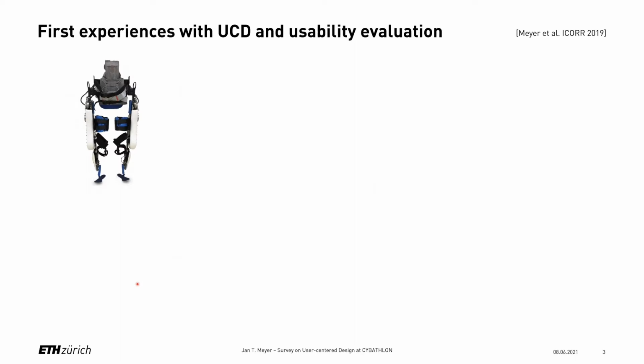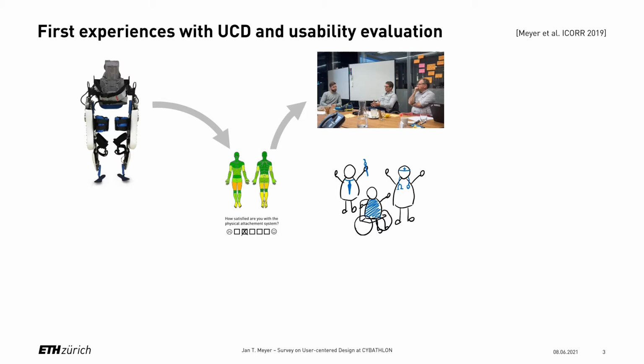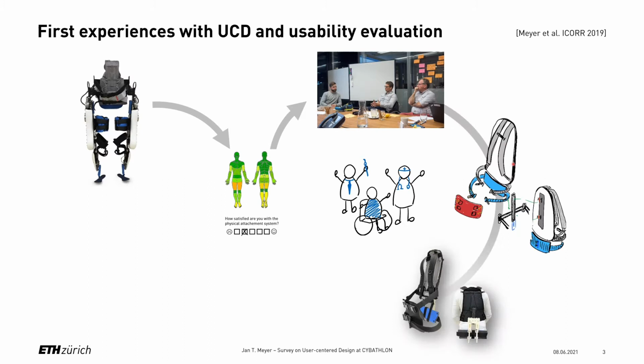So in my master thesis, I looked at the existing physical attachment system of the VariLeg, and I put it on myself, but also asked other neurologically intact users to put it on to evaluate the comfort. But what was more important was to involve Werner and Philip into this process to make sure that their user needs and their wishes are met. Together not only with them, but also with clinical and orthopedic experts, we developed concepts, prototypes, and eventually evaluated them.